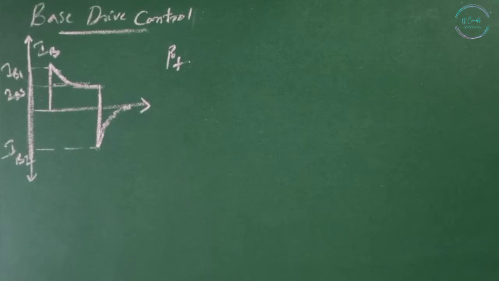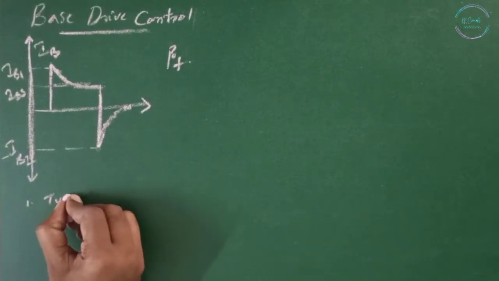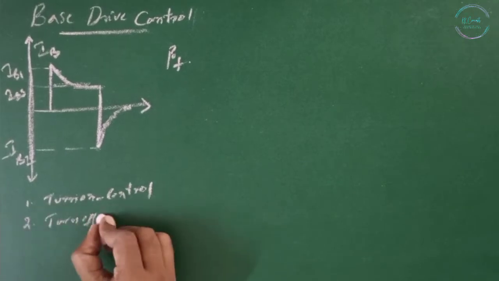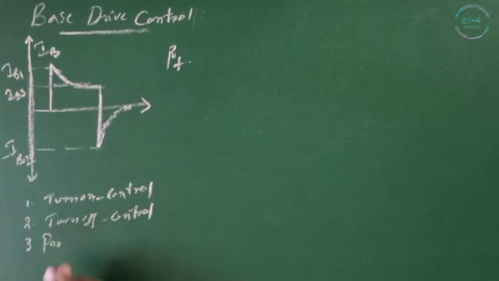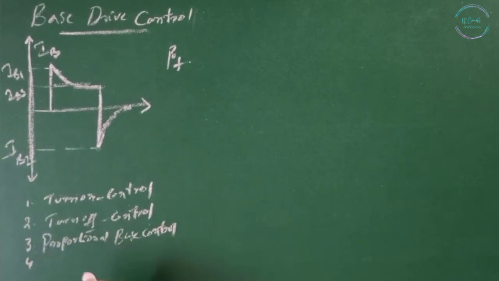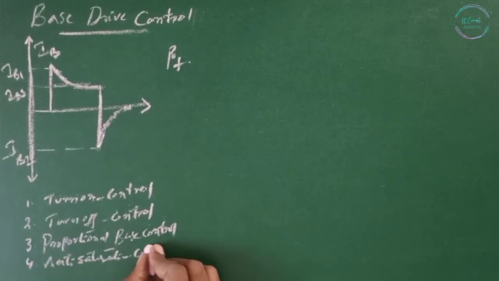the collector current variations. Techniques for optimizing the base drive of BJT: one is turn on control, second one turn off control, third proportional base control, fourth one anti-saturation control. Let us see one by one.